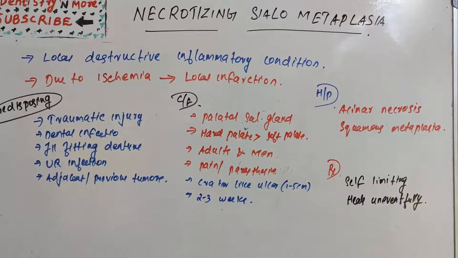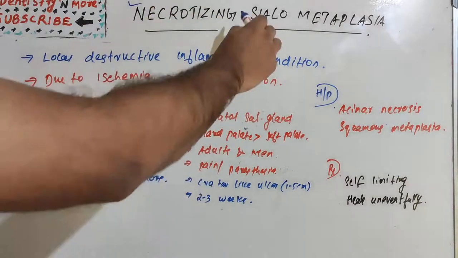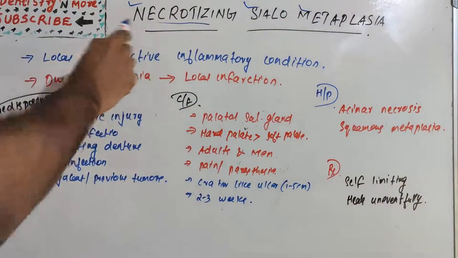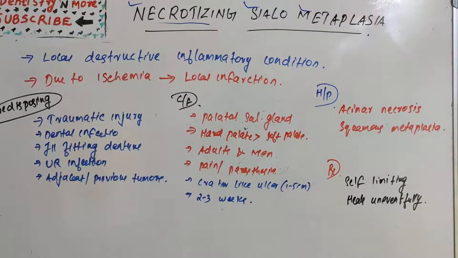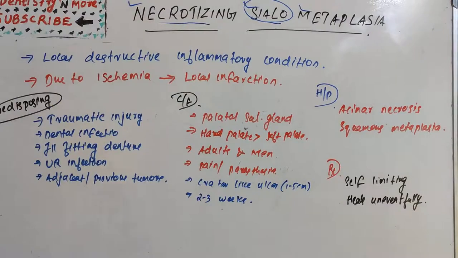Today we have an ulcer-like lesion in the oral cavity, that is necrotizing sialometaplasia. For some lesions, we get the answer from the title itself. We have three words: necrotizing, sialo and metaplasia. Necrotizing is nothing but necrosis, the death of tissues. It's more like an ulcer lesion. Sialo means salivary glands, and metaplasia is a change of shape.